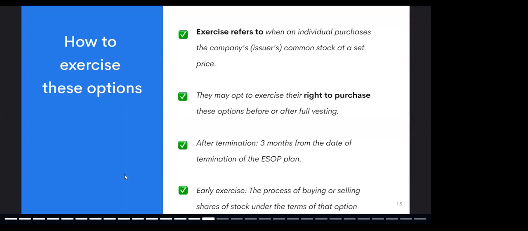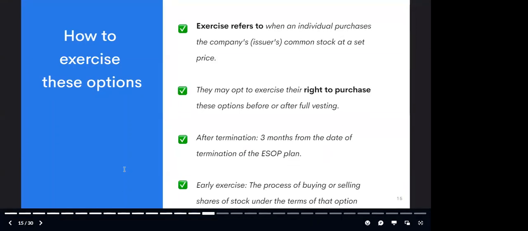The other way in which you can exercise is after termination. As an employee, the company will give you a set term of employment. Once that ends, you can choose to exercise your options within 3 months of your termination, failing which those shares will go back to the company. This is a very crucial thing to keep in mind: upon termination of your employment by the organization, you need to exercise your right within 3 months.